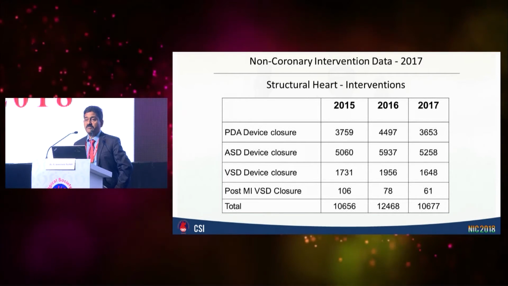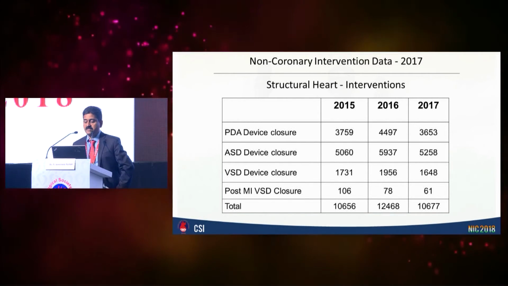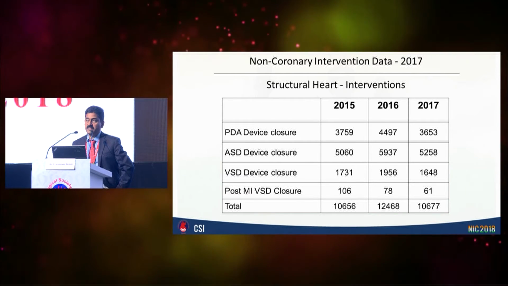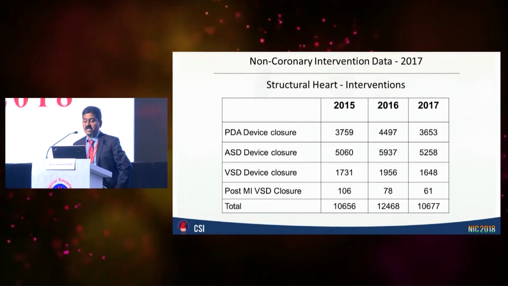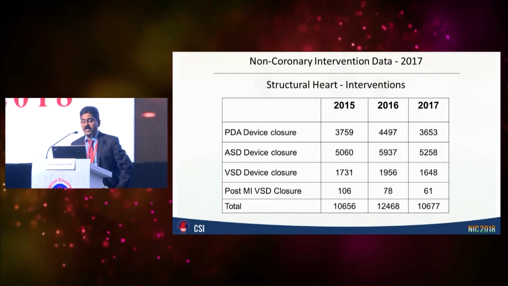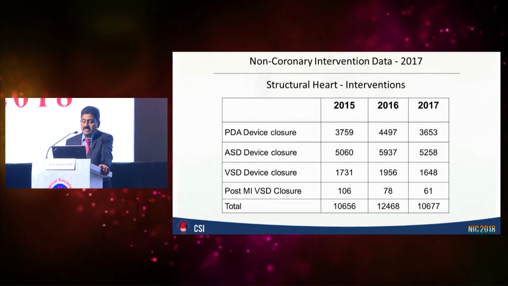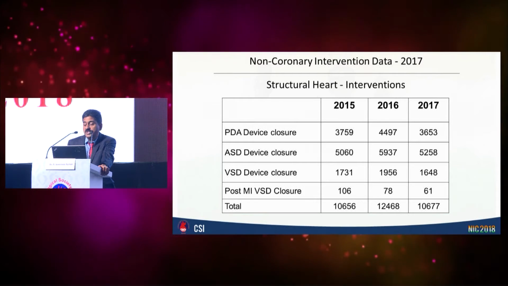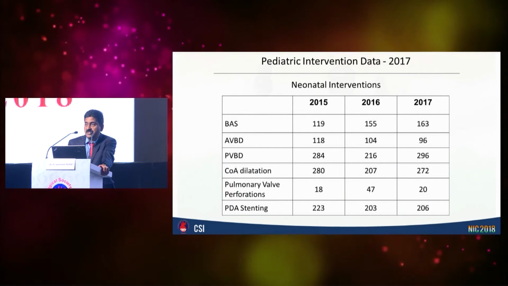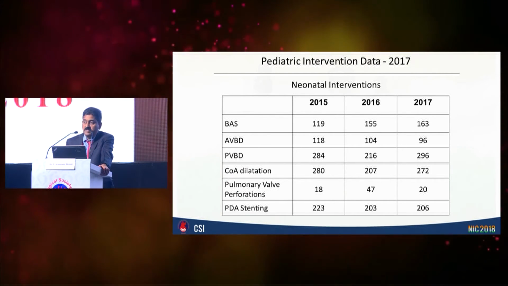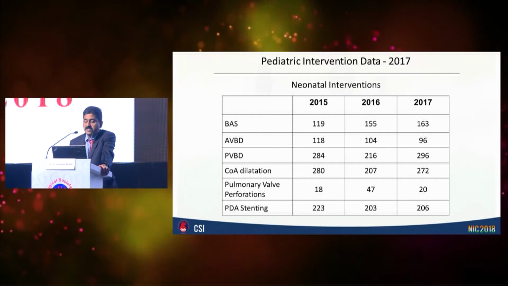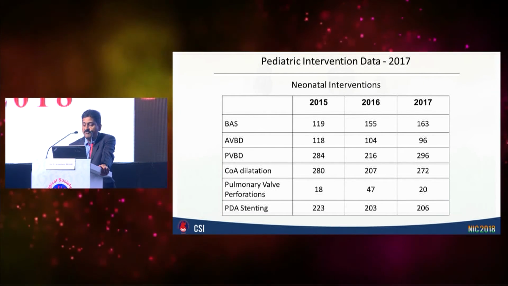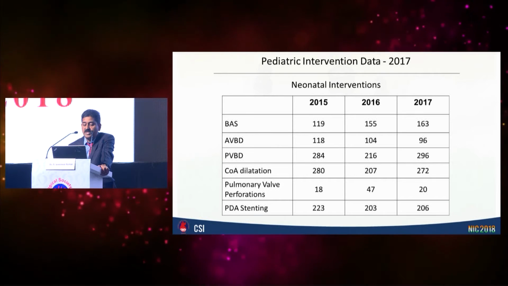It's also important for all the adult cardiologists to understand this, that not only pediatric colleagues, a lot of adult procedures are done in equal numbers. Be it PDA, ASD device, VSDs, and some post-MI VSDs are also depicted. About 10,000 procedures are done by adult structural heart disease doctors. Neonatal interventions, I'm not going to detail too much for sake of time, but various things are mentioned here.